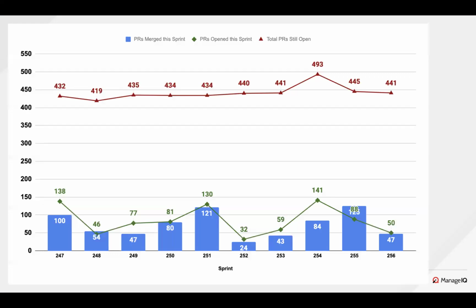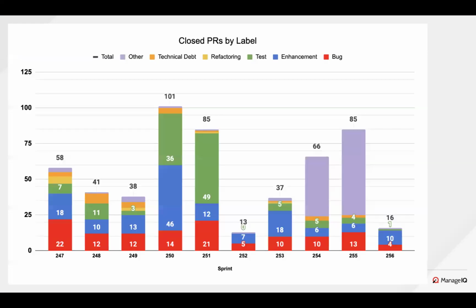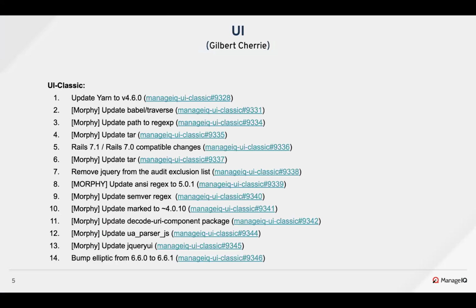As you can see, it was a pretty light sprint with 47 PRs merged this sprint, and kind of an even spread over enhancements, bugs, and other. And over to Gilbert on the UI.